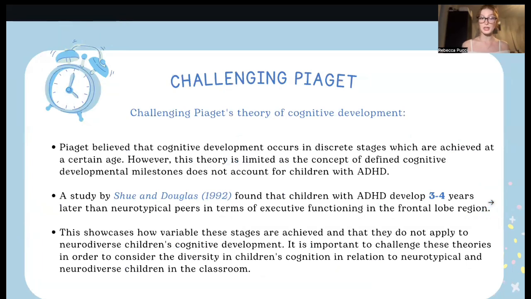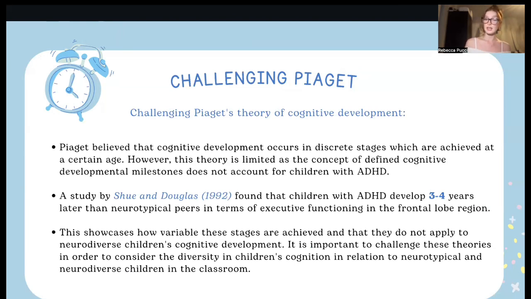So in this project, we are challenging Piaget, and his theory of cognitive development. Piaget believed that cognitive development occurs in discrete stages which are achieved at a certain age. However, this theory is limited as the concept of defined cognitive developmental milestones does not account for children with ADHD.